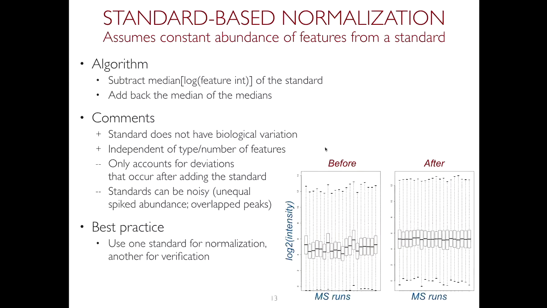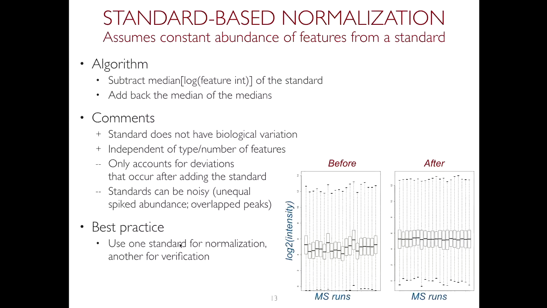So just to repeat it again, the actual algorithm is what we do: we take the log of the feature intensities, we subtract the median of the standard from each run, and then we add back the median of the medians just to keep things on the same scale, right? So the good thing is it doesn't have biological variation. It does not depend on how many features we have in the experiment. And the bad thing is it accounts for a subset of deviation and can be noisy.